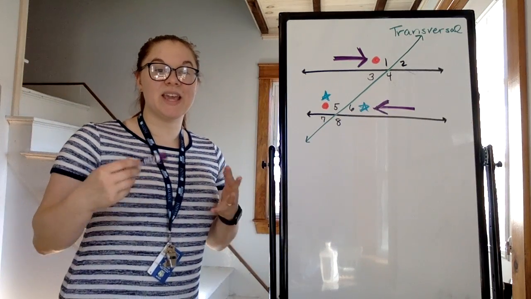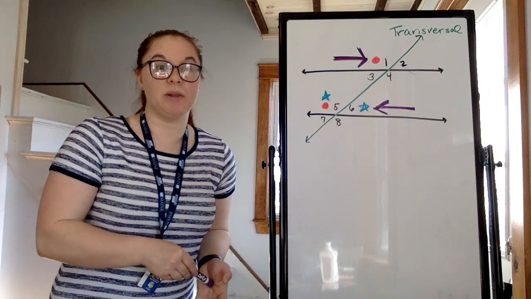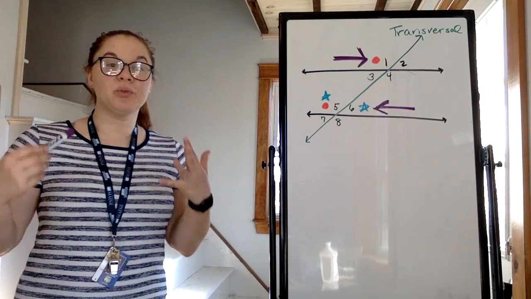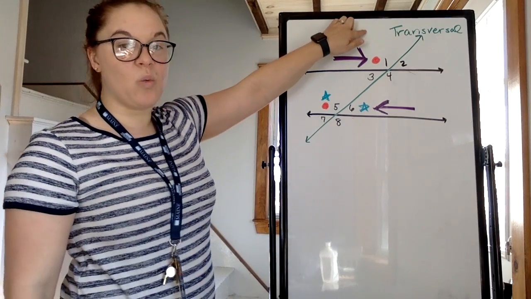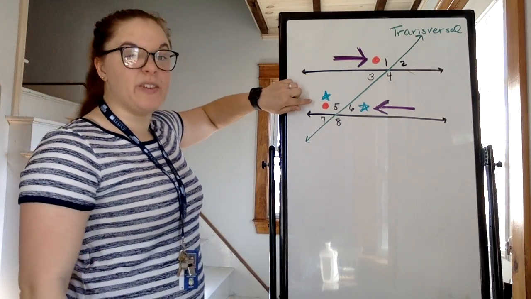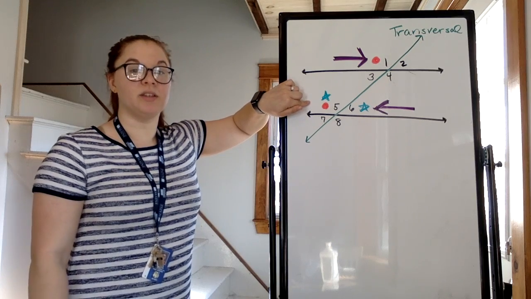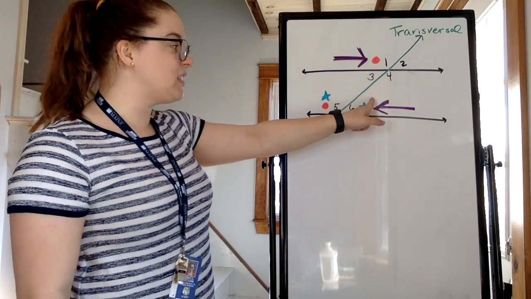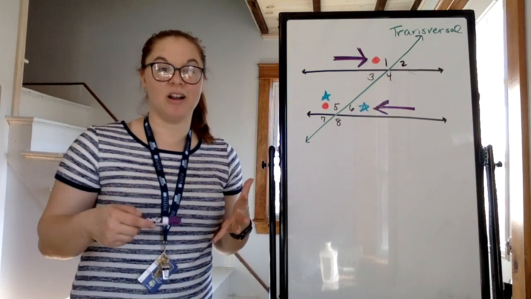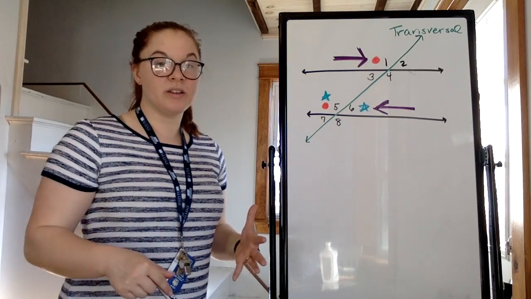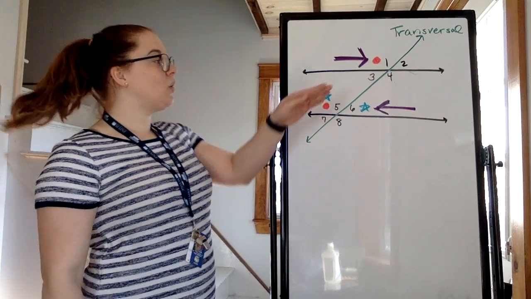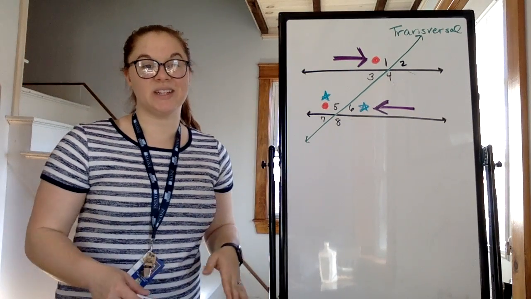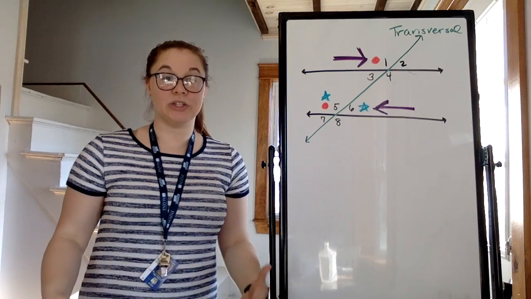And finally, they add up to 180 degrees. They're supplementary. And we can prove that these are supplementary because we know angle 1 is congruent to angle 5 because they're corresponding angles. And angles 5 and 6 are supplementary because they are a linear pair. So as 5 is the same as 1, then that means 1 and 6 add up to 180 degrees.